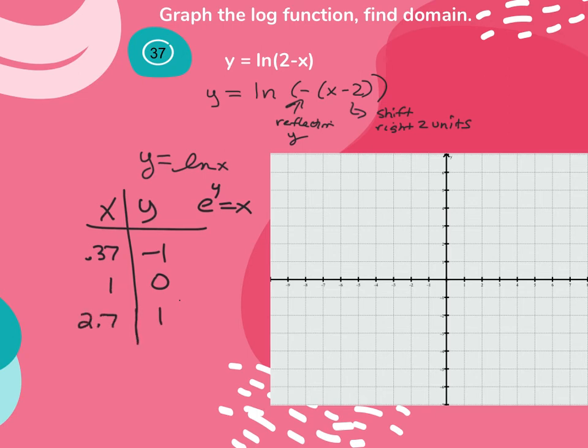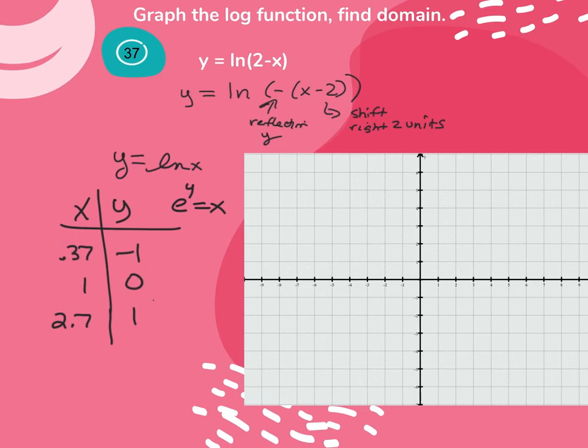So let me graph the original, y equals ln x. My vertical asymptote is right here. It's going to skim along the asymptote. Now, we can do this in steps. So I could reflect it first. If I reflect it first, I'll put my points here, here, and here.